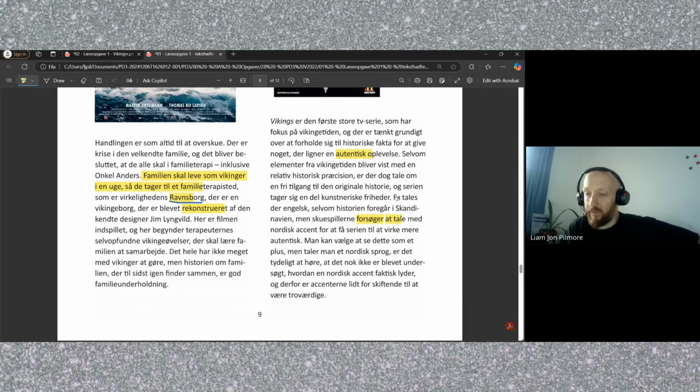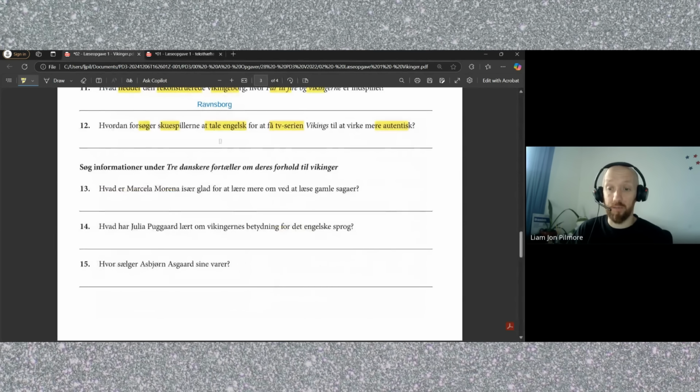So I think it's here. For example, tales der engelsk. There was the word English. I couldn't see it. Selvom historien foregår i Skandinavien. Men skuespillerne forsøger at tale med nordisk accent for at få serien til at virke mere autentisk. Great. There's all of our keywords in one place. So the answer is at tale med nordisk accent. Hvordan forsøger de at tale engelsk med nordisk accent? Med nordisk accent. With a Nordic accent. Perfect. Smash. Okay. 3 left.